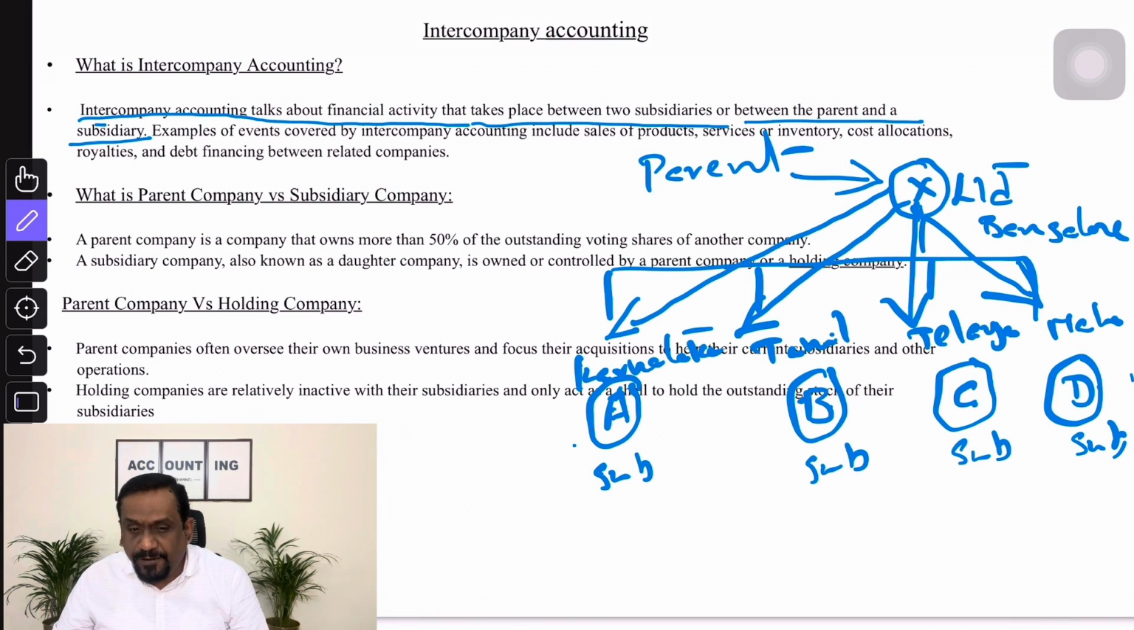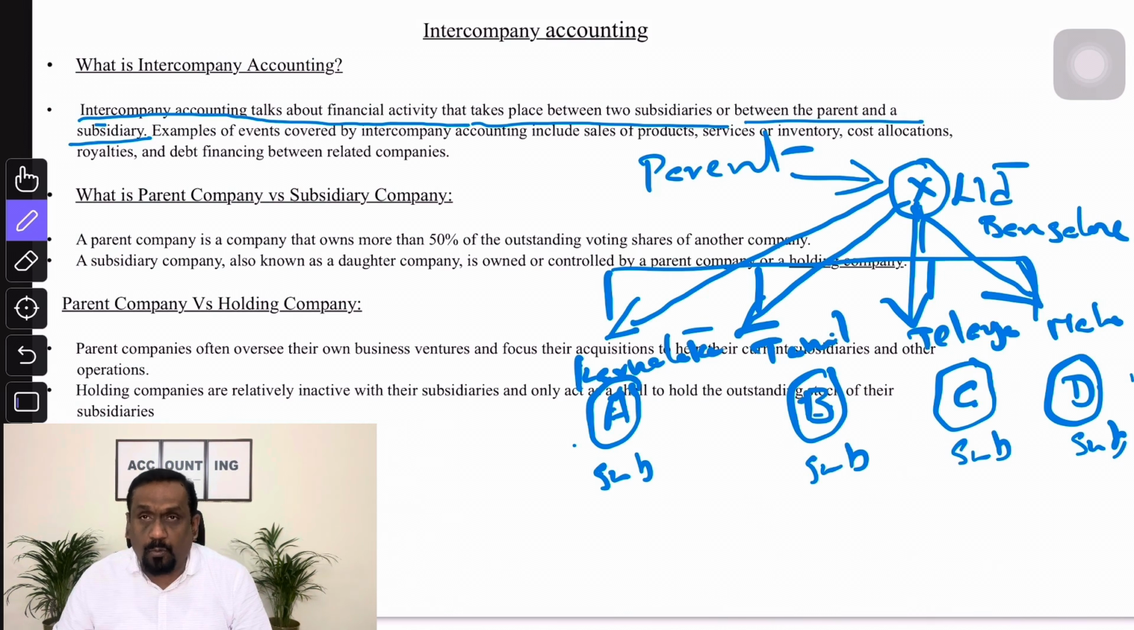So, what does the definition say? Intercompany accounting talks about financial activity that takes place between subsidiaries, between A, B or B, C or A, C or B, D or A, D. These are the subsidiaries. Activity between subsidiary companies, or between a parent company and subsidiary companies, is known as intercompany activity or intercompany. It is called intercompany activity and that has to be accounted, right? So when we account those activities, that is called intercompany accounting.